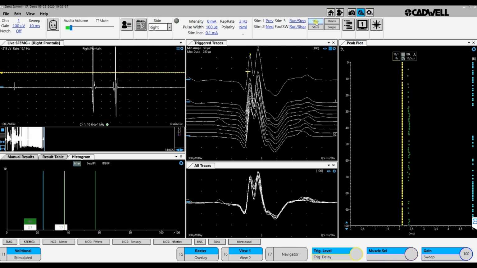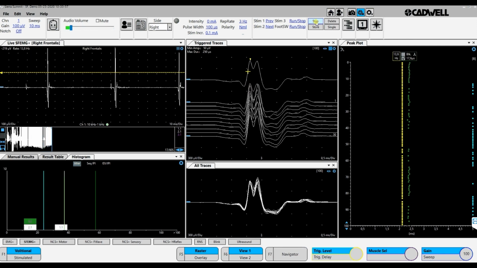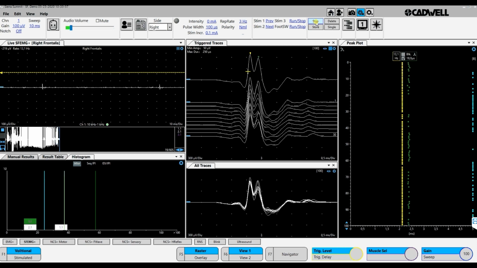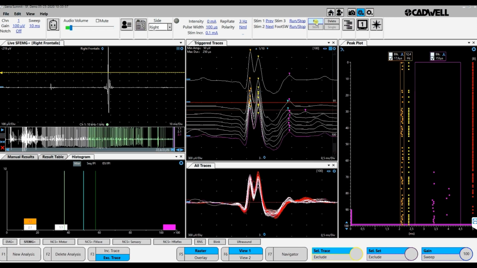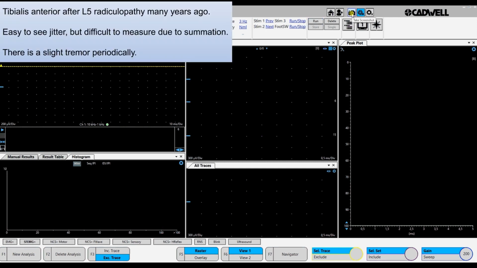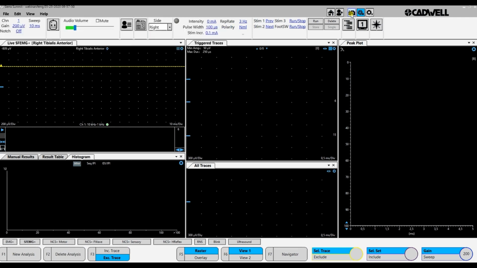Second component is not interfering with the first peak, so this can be used for measurements. And also we have a late component that is not the violet one that we do not accept. This is a recording from the tibialis anterior muscle in a patient with a history of L5 radiculopathy some years ago. It will probably show neurogenic changes, and this is a demo then of the neurogenic jitter that we will see.